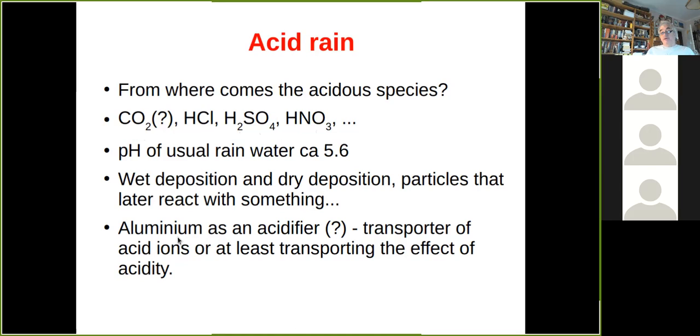I suppose you have noted, for example, some quotes that aluminum is an acidifier. How come that aluminum, that is a metal, could be considered as an acid or an acidifier? Well, I think it is mostly connected to the fact that aluminum ions can work as a transporter of acid ions or acidity. Aluminum ions are acid, so they can be said to transport the effect of acidity.